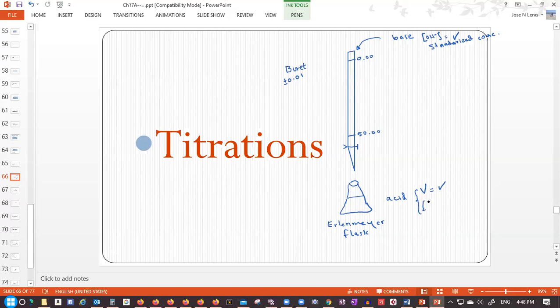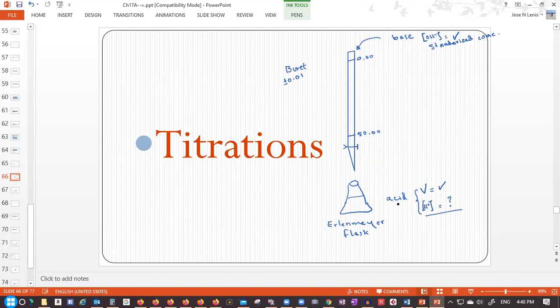What about the concentration of the acid? Do you know the concentration of the acid there? That's the problem. We don't know. It's unknown. And that's the purpose of this whole process, of this technique. So this technique consists of an acid-base neutralization to find an unknown concentration of one of the components. And that's how we find the concentration of my unknown.